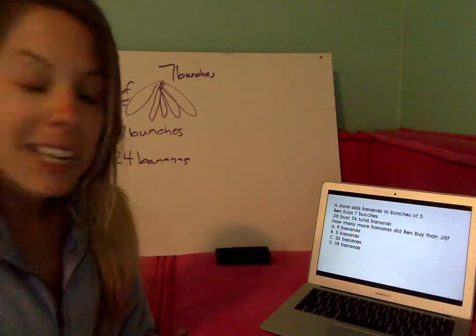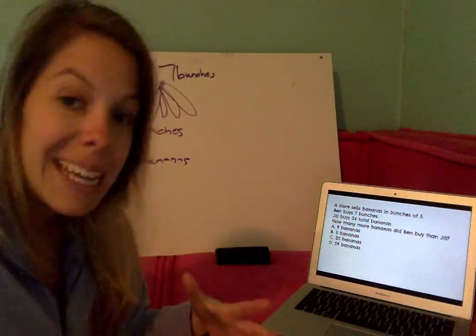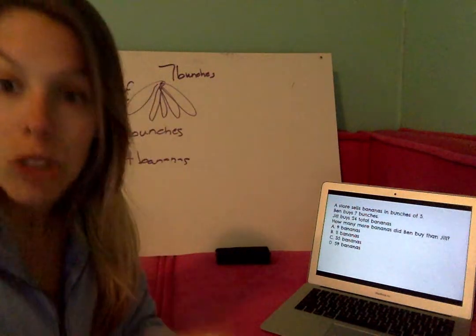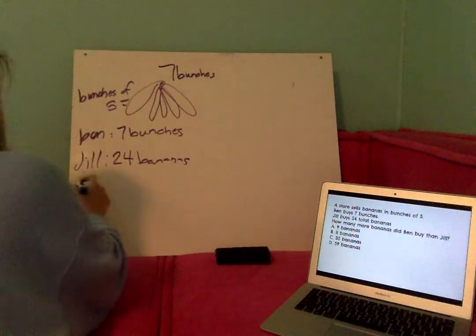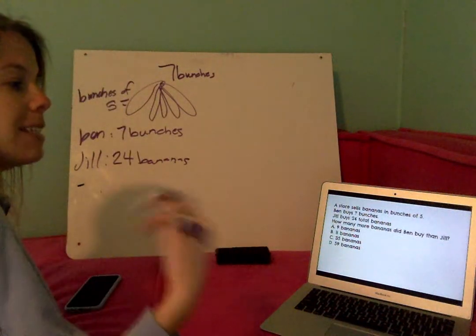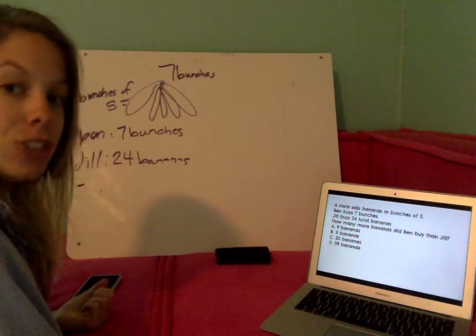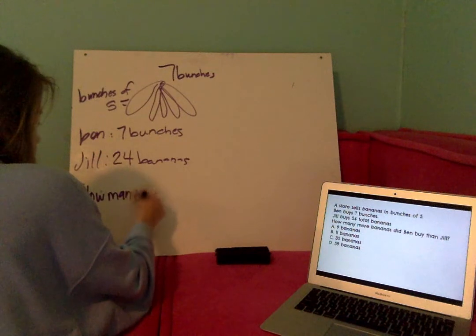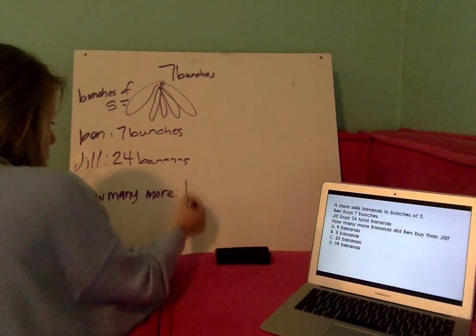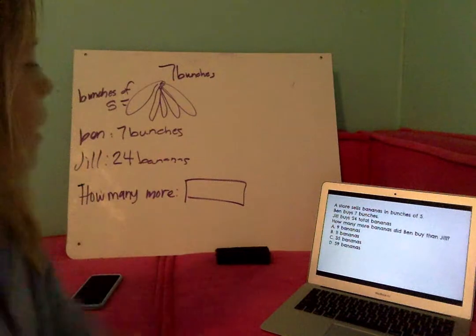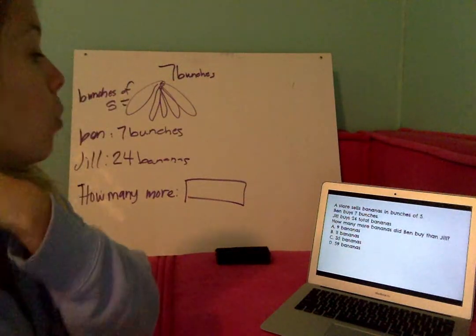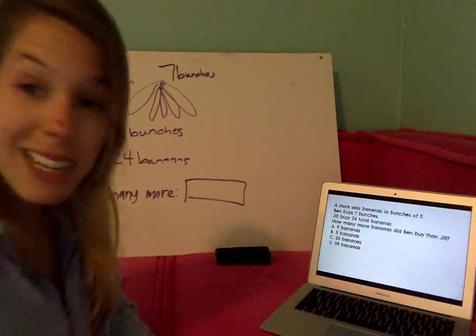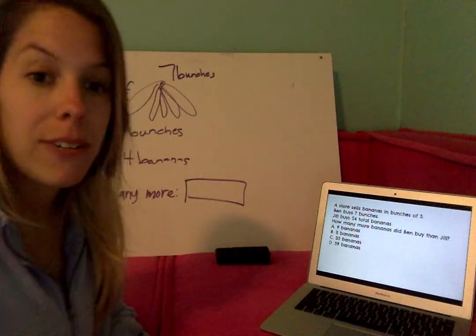And then the question's asking, how many more bananas did Ben buy than Jill? So we know that how many more means subtract. So somewhere we're subtracting. And we need to know how many more bananas did Ben buy than Jill. That's what we're looking for. So with that being said, we're looking at bananas. When we look at Ben, it says he has 7 bunches. That's not telling us how many bananas, so that's what we need to figure out first.